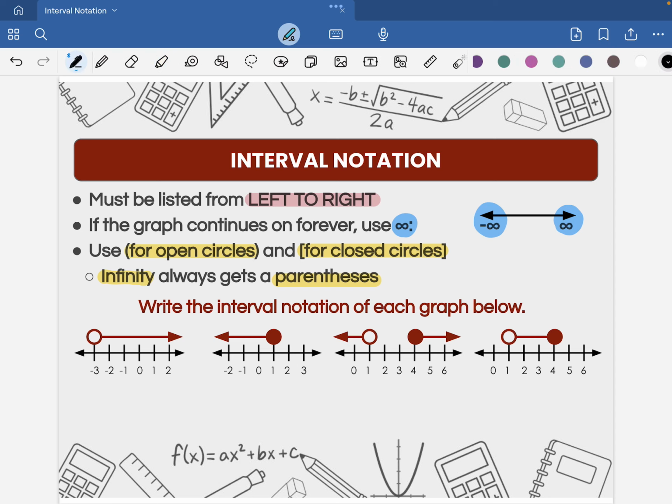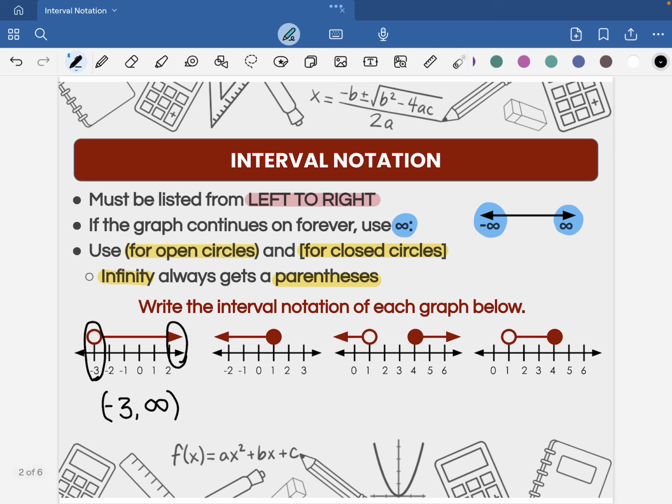All right, let's try these four graphs down here at the bottom. The first one, if I'm looking at the left side, that's right here. It starts at -3. Then I'm looking at the right side and I see this arrow. That means it's actually going past 2 onto infinity. 2 is just how far this particular number line goes, but I could keep it going longer all the way out to infinity. I don't see any closed circles here, so they're both going to get a parentheses.